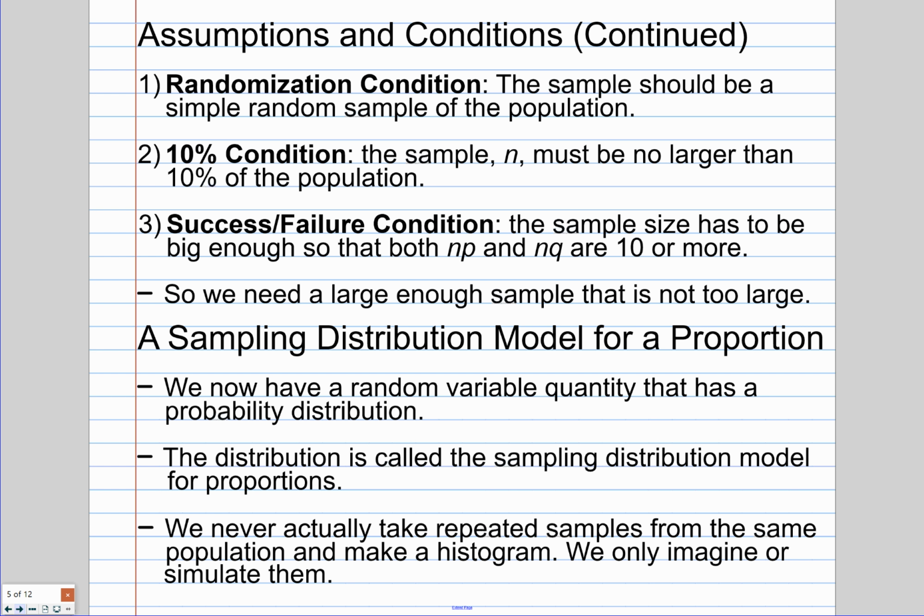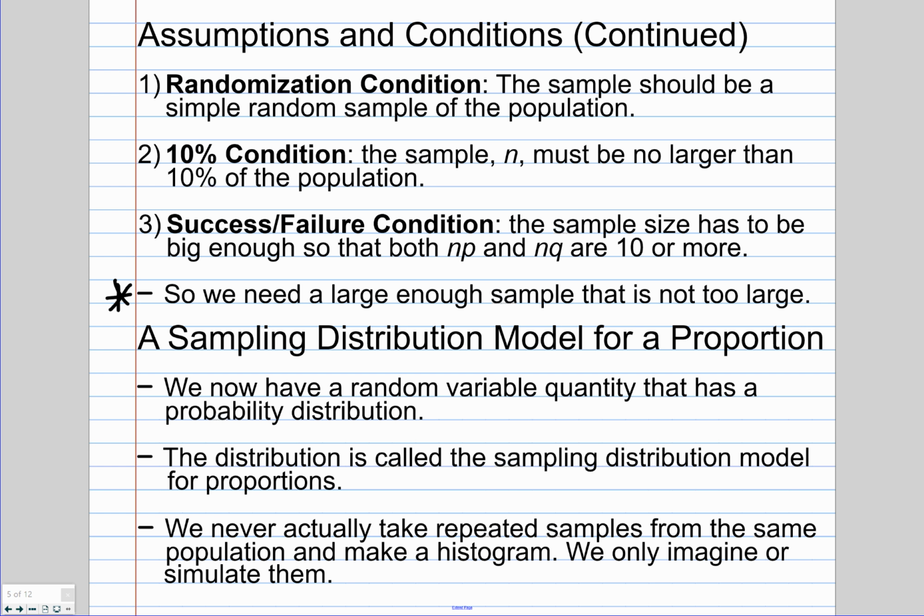The third condition, the success and failure condition. You guys remember that one? You've already done this condition, right? So we're going to do this again, n times p, n times q. We're expecting to see 10 or more successes and failures. All right, and so I love this line right here. I call this the Goldilocks line. Just right. Questions?